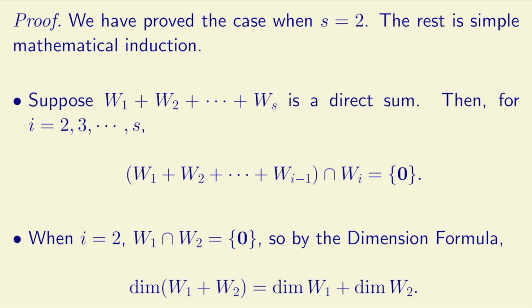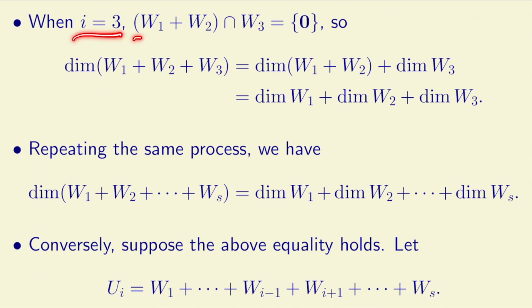And by the dimension formula, we have the dimension of this sum space is given by the dimension of W1 plus the dimension of W2, because the dimension of the intersection is 0. And when I is equal to 3, we have this. So the dimension of this sum, W1 plus W2 plus W3, is equal to this, because the intersection between this and this contains only the zero vector. And from this, we can split this into this and this. So we have this equality. And we can repeat this over and over, and eventually we have this equality.